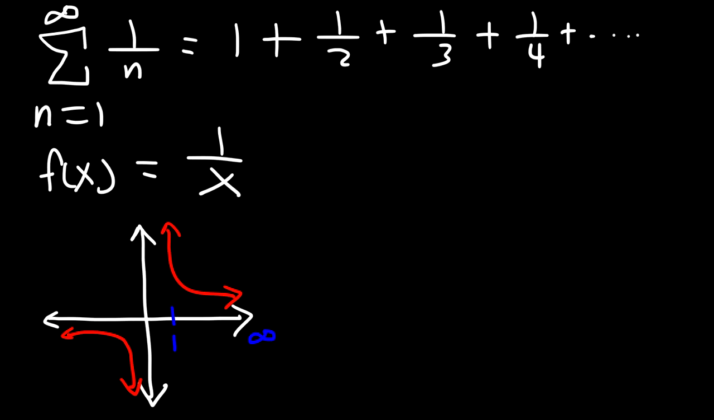So from 1 to infinity, the function is positive because it's above the x-axis. It's also continuous from 1 to infinity. There's no infinite discontinuities, no holes, no jump discontinuities in that region. And finally, you can see that it's decreasing from 1 to infinity. It's going down. So all three conditions are met for this particular function. So we could use the integral test. So let's integrate it from 1 to infinity, 1 over x dx.